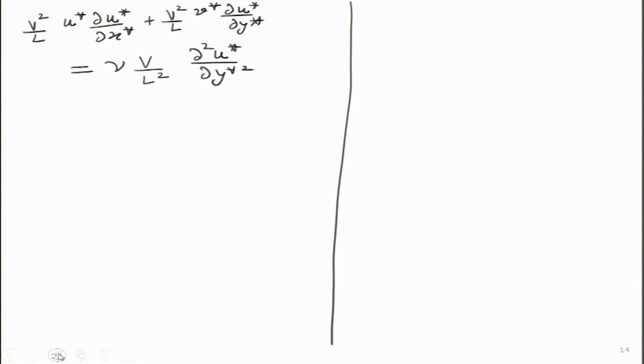So, let me do quick calculations. What will happen? L will get cancelled on the left side and 1 L will remain over here. Then V will get cancelled on one side and then 1 V will remain over here. So, what we will essentially get is the whole equation on the left hand side will be non-dimensionalized.